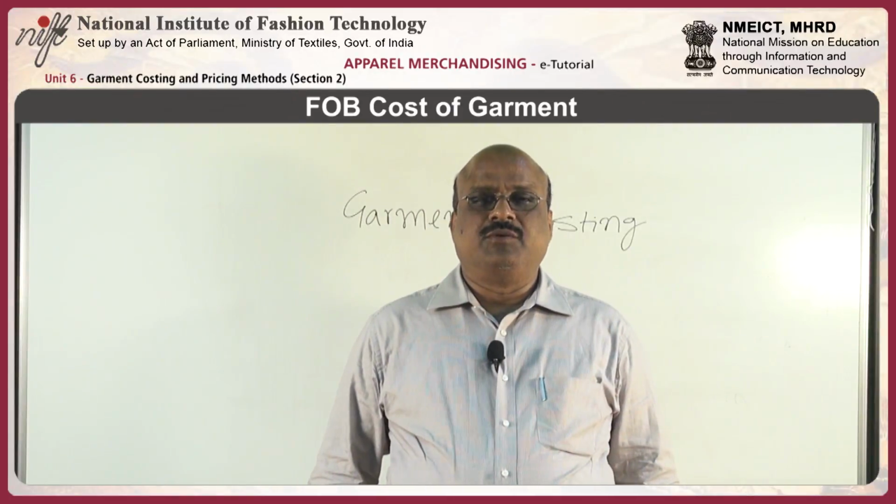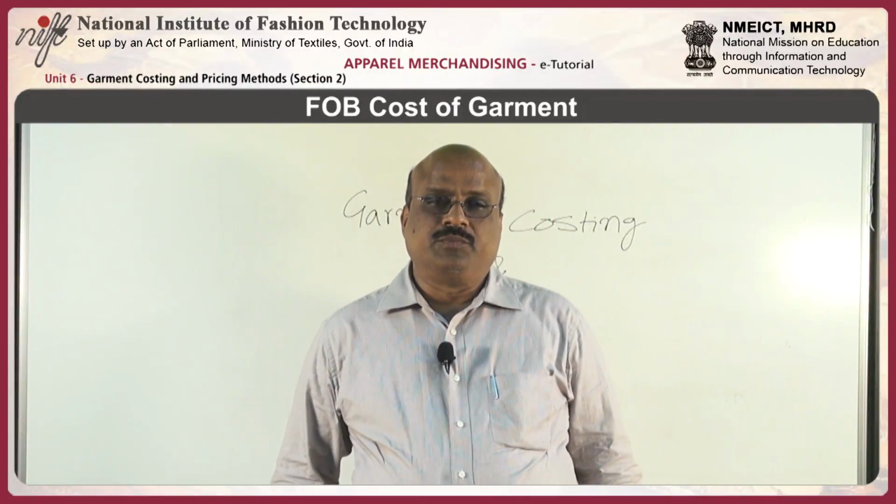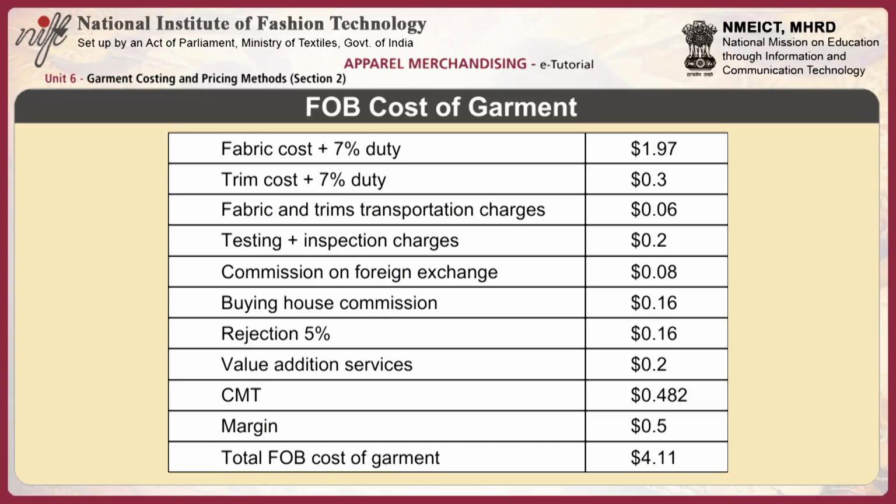Then let us look at FOB cost of the garment. The costing elements for FOB cost of the garment include fabric cost plus 7% duty, trim cost plus 7% duty, fabric and trim transportation charges, testing plus inspection charges, commission on foreign exchange, buying house commission, rejection at 5%, value addition services, CMT (cut, make, trim), margin, and then total FOB cost of the garment.